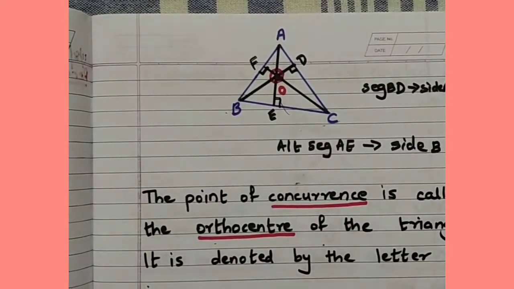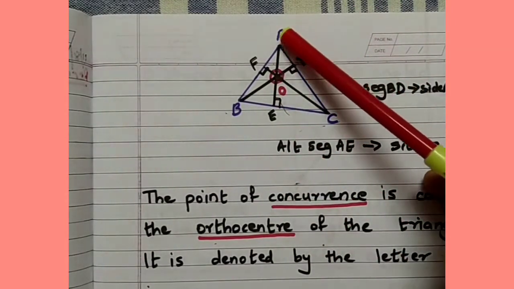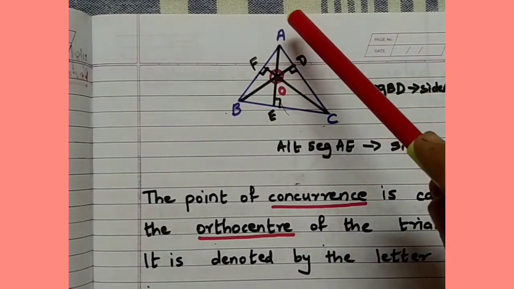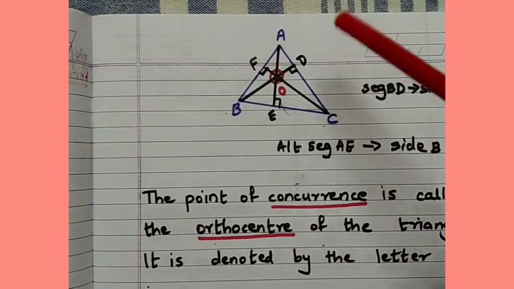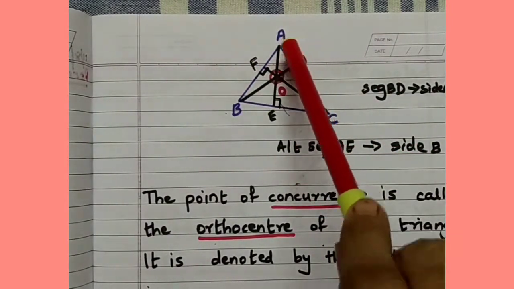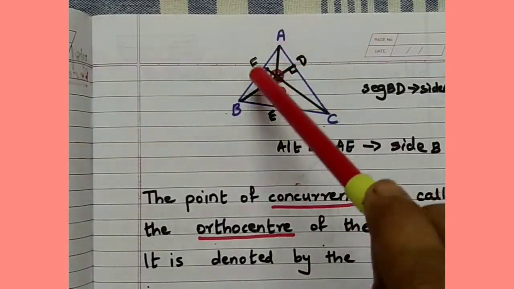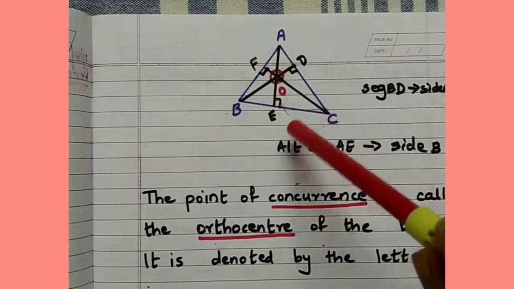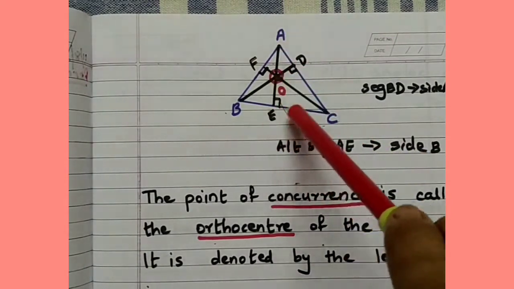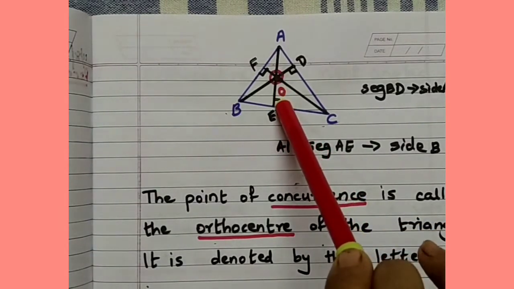Now these are the three altitudes of a triangle. This is triangle ABC. So in triangle ABC there are three vertices: vertex A, vertex B and vertex C. From vertex A we draw an altitude to the opposite side. Now what is the opposite side to vertex A? BC. What is the opposite side to vertex C? AB. And what is the opposite side to vertex B? AC. So we draw a segment from A to BC and it should make an angle of 90 degrees.